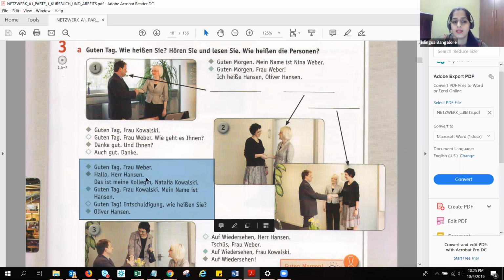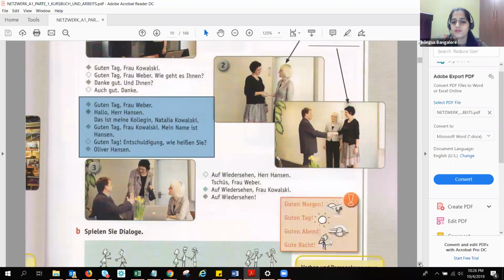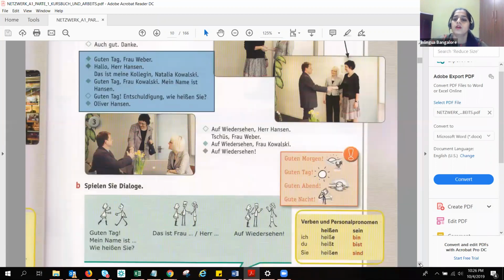Hallo, Mr. Hansen. Das ist meine Kollegin. Kollegin is female colleague. As I've told you, if -in is there with any profession, that would be female. So das ist meine Kollegin: this is my colleague, Natalia Kowalski. Guten Tag, Frau Kowalski. Mein Name ist Hansen. Good afternoon, Miss Kowalski. My name is Hansen. Guten Tag. Excuse me, what is your name? Oliver Hansen. Okay. So these are the small conversations by which you can understand how we can talk to someone, like the basics.